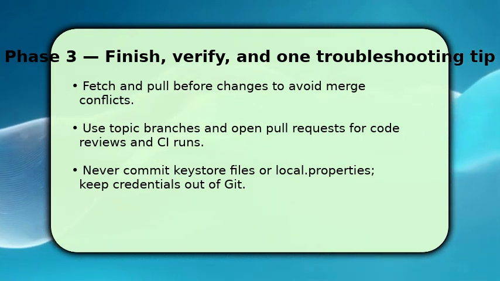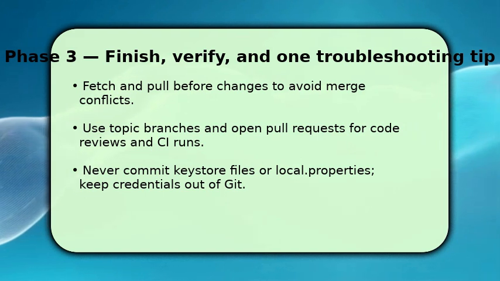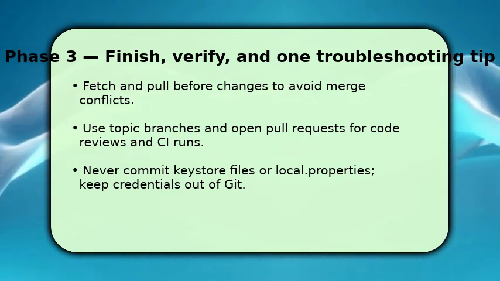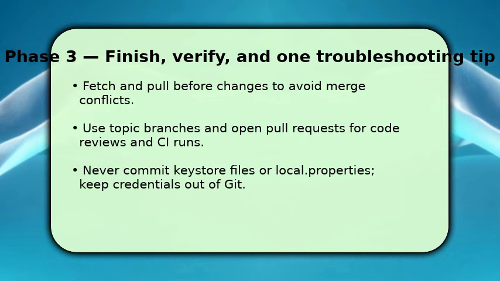Resolve conflicts locally by editing files and using git add, then git commit to finalize merges. Keep secrets out of version control. Exclude keystore files and credentials like local.properties, and use environment variables instead.